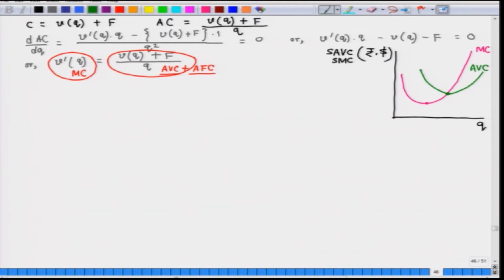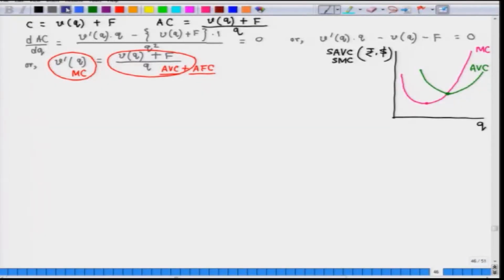Okay. So, two graphs have already been drawn. Now, there is a graph which is missing, and that is the third and last one, which is average fixed cost, right. So, from here let us see how we can derive the shape of the average fixed cost curve. So, what is my average fixed cost curve?